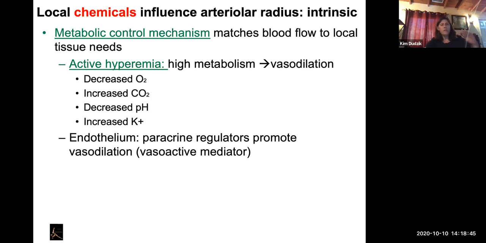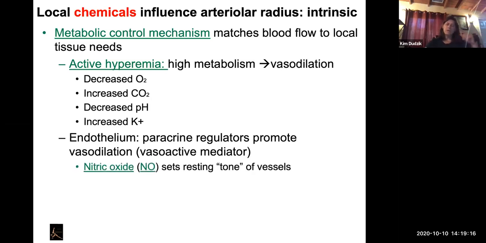But another chemical that can be produced is produced by the inner lining of the arteriole. Recall back to anatomy, the very inner tunica intima is lined by simple squamous epithelial tissue, and we call that endothelium in the cardiovascular system. Well, the endothelia can produce paracrine regulators that also promote vasodilation, right? So for example, endothelia can produce nitric oxide. And basically they do that to just set that resting tone of the vessels.